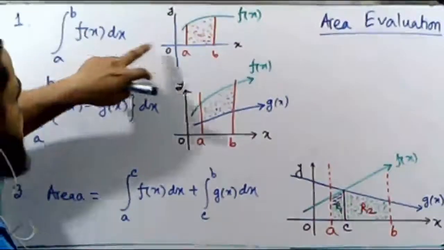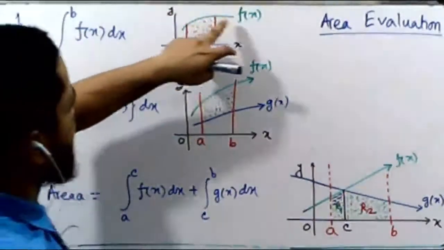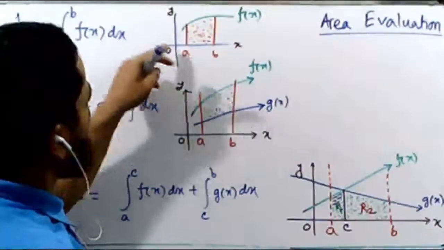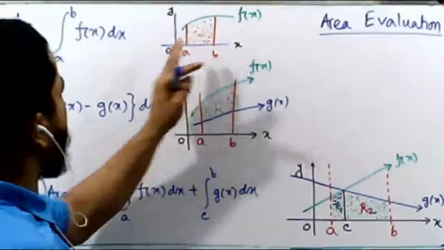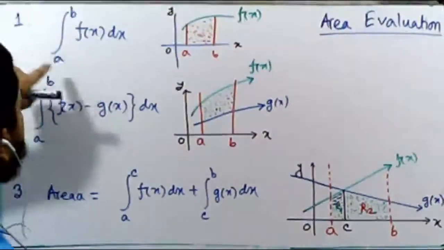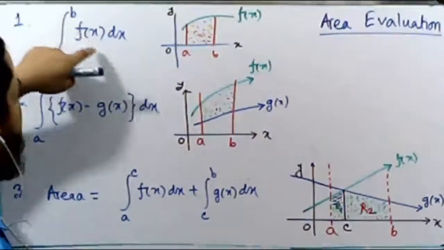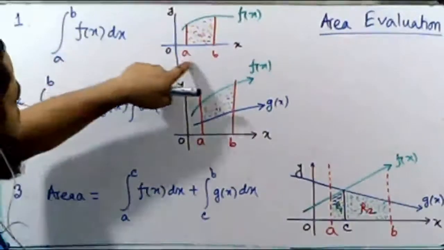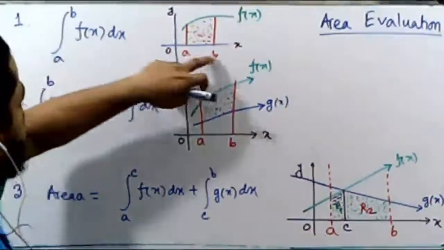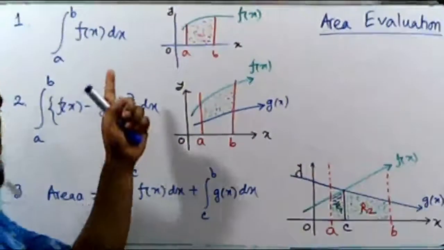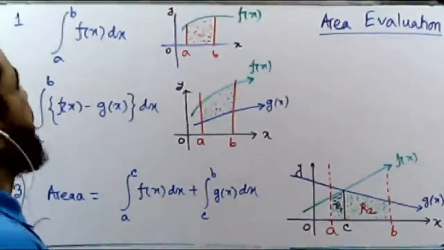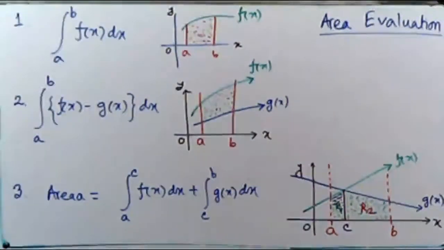Dear students, যদি কেবলমাত্র একটি ফাংশন x অক্ষ দ্বারা এবং x equals to a, x equals to b দ্বারা আবদ্ধ থাকে, তাহলে এরিয়ার ফর্মুলা হলো a to b f of x dx. That is lower limit হলো a, upper limit হলো b, f of x dx. This is the first formula for area evaluation.